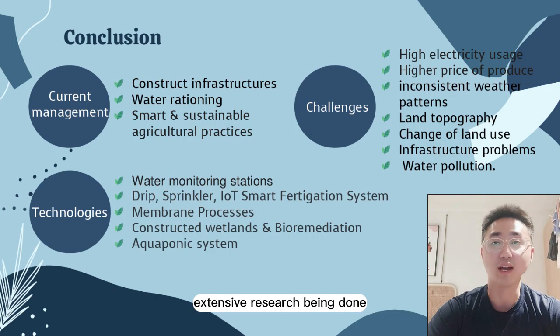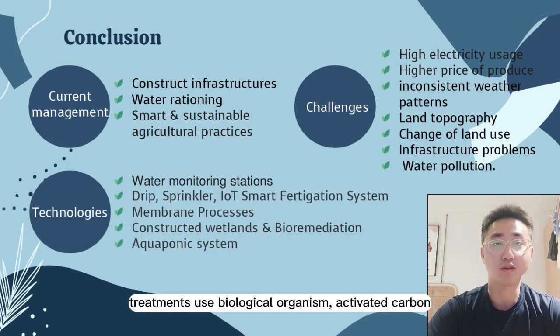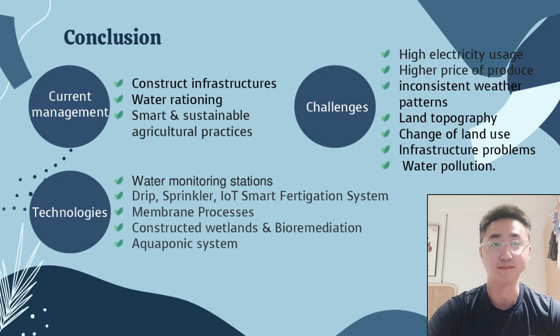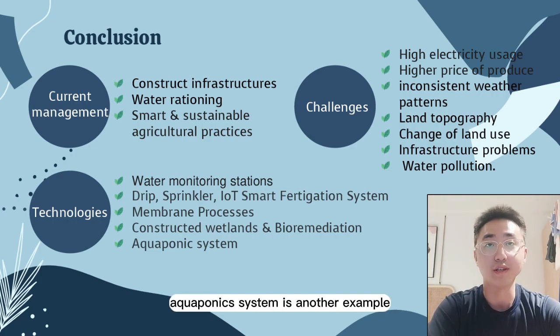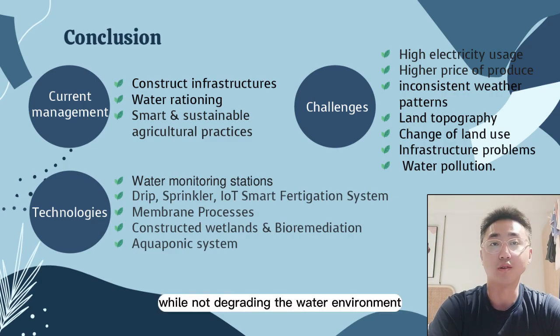Also, there is extensive research being done to come up with new methods of treating agricultural wastewater so that it can be recycled. Some examples are treatments that use biological organisms, activated carbon, and membrane processes to remove contaminants from wastewater. The aquaponic system is another example of water conservation technology that ensures agricultural productivity while not polluting the water environment.